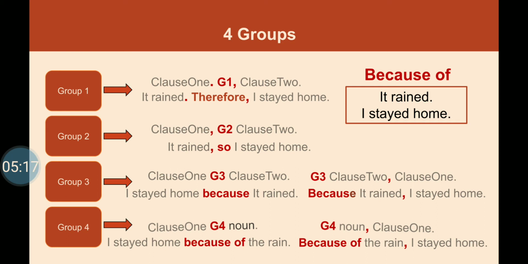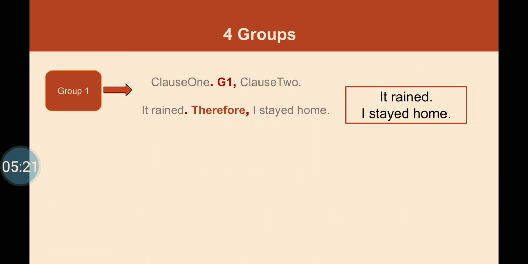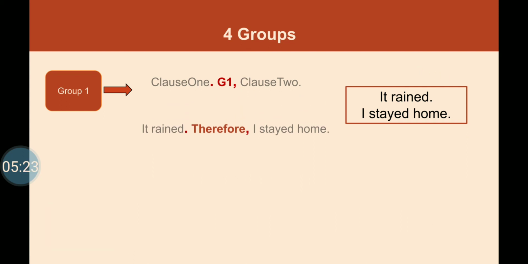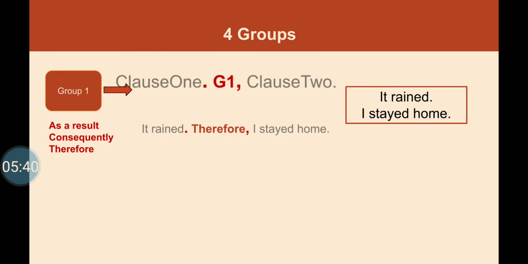Let's look at some more words that belong to group number 1. So here we have group number 1. That's the first example with the first word. Do we have other words that belong to group number 1? Yeah, there they are. As a result, consequently, therefore, all of these words belong to group number 1. Therefore, they have all one structure. Clause 1, period, G1, comma, clause 2.